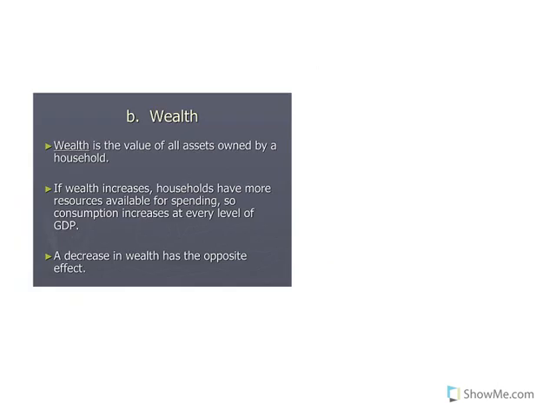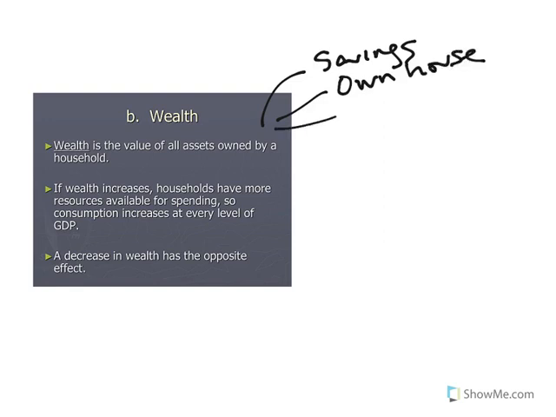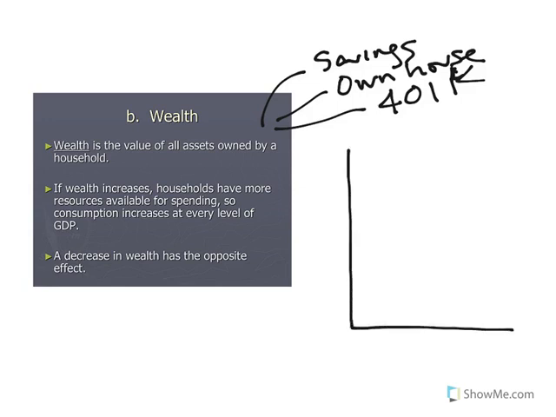Now, wealth, by definition, is simply the value of all assets owned by a household. So let's say, for example, that you have money in a savings account. Let's say that you own your house outright. Things like that. Let's say again that you have money in your 401(k) account. All of these are going to be examples of wealth. And so what we believe is that when a household's wealth changes, that also can cause autonomous consumption to change. So again, let's go ahead and start out looking at our consumption function again.